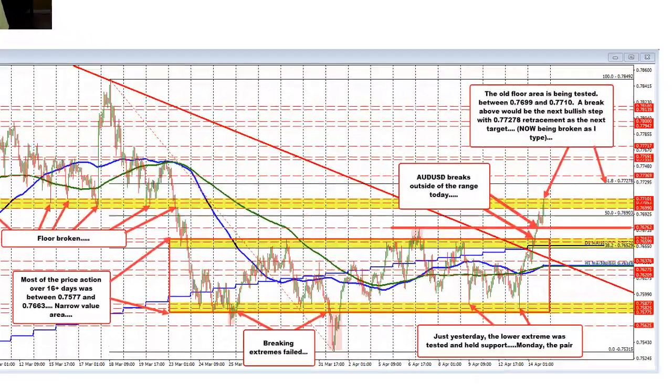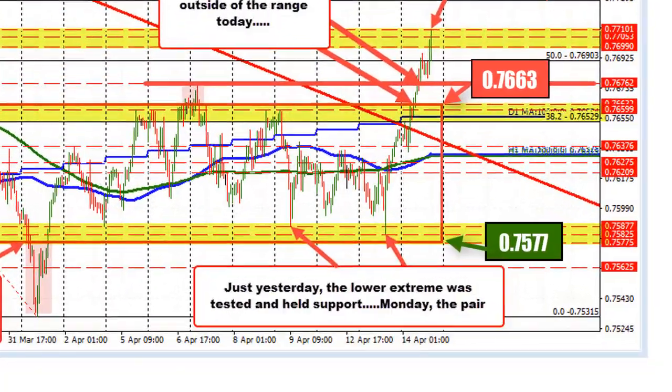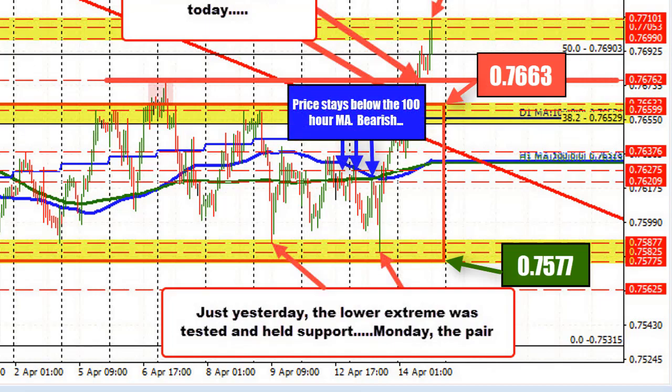This is the hourly chart. The red box is the same with 0.7577 as the lower extreme and 0.7663 as the upper extreme. On Monday and into Tuesday, the price was able to stay below the 100-hour moving average, the blue line. There was some downward move below the 200-hour moving average on Monday and more on Tuesday, especially after testing and holding below the 100 and 200 moving averages right here.